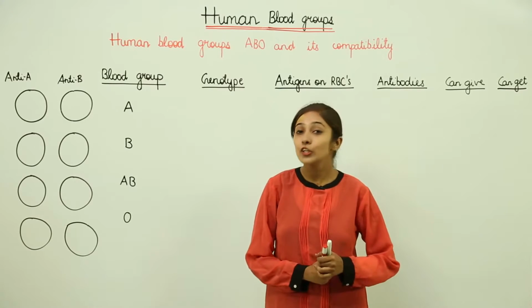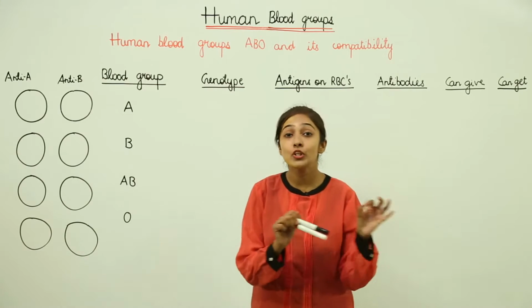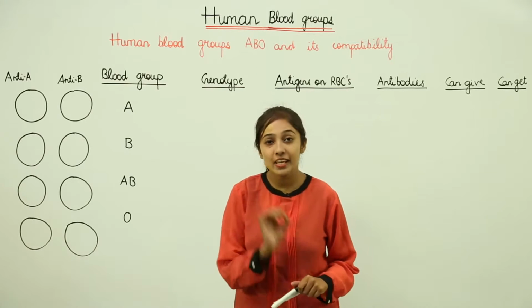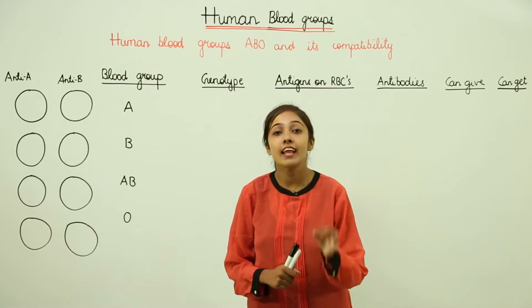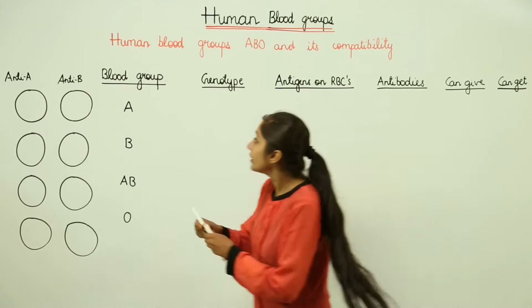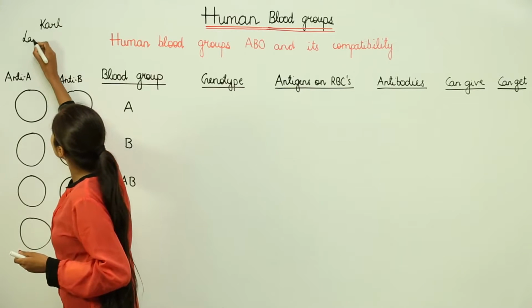Let us discuss the human blood groups. The human blood grouping system is known as the ABO blood grouping system, and it was given by a prominent scientist, Karl Landsteiner.